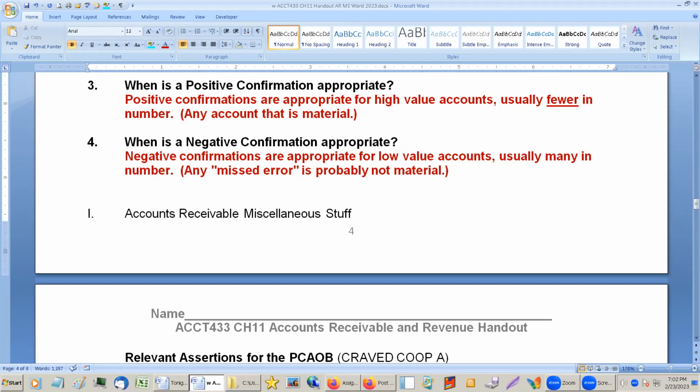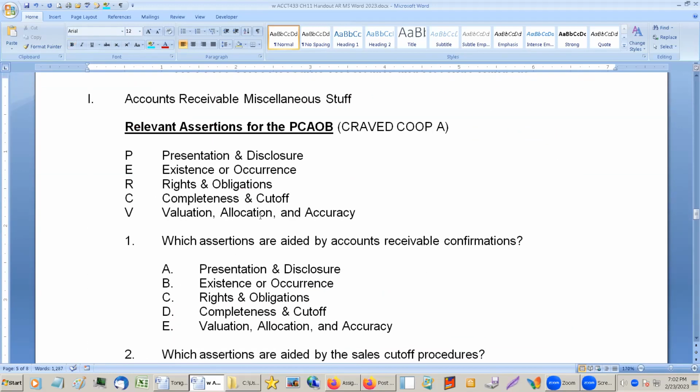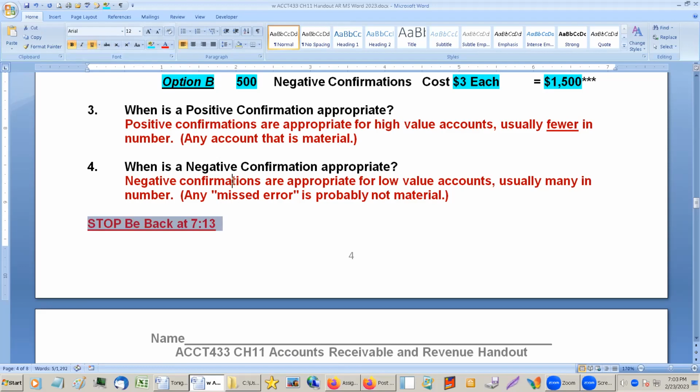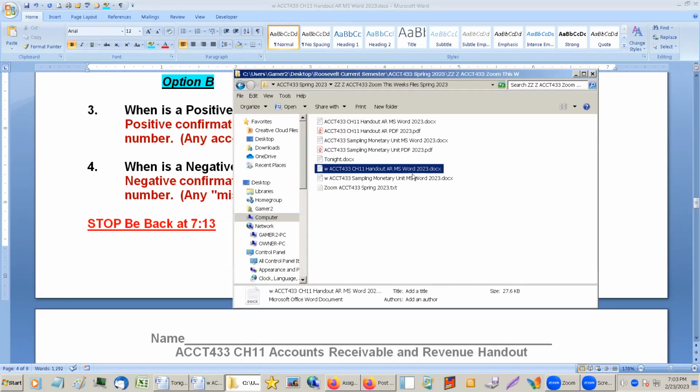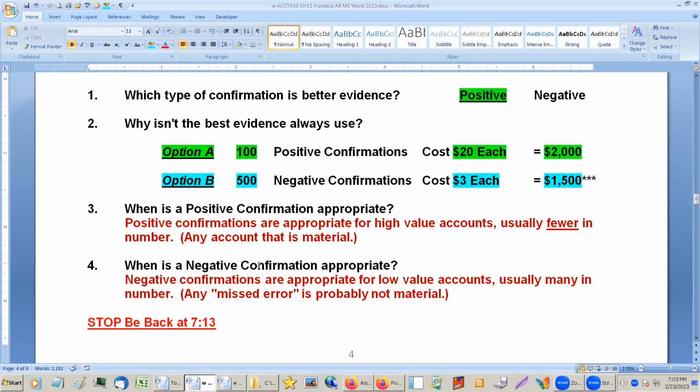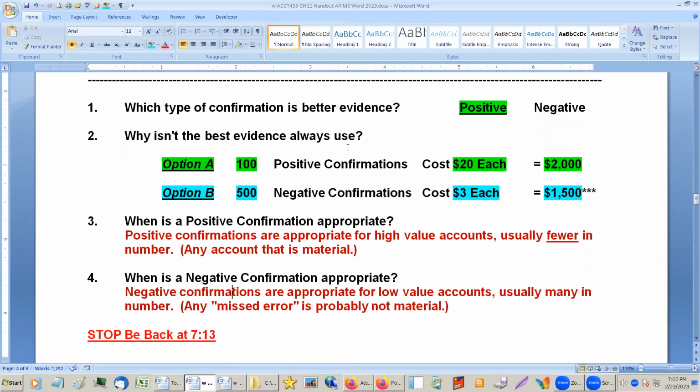Okay. Let's stop here. Let's be back at 7:13. And when we come back, we're going to start in on monetary unit sampling. Okay.